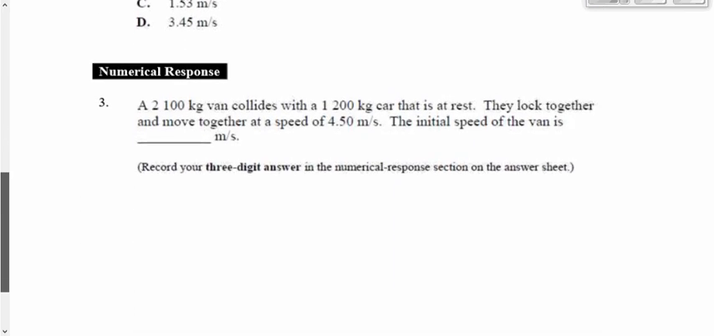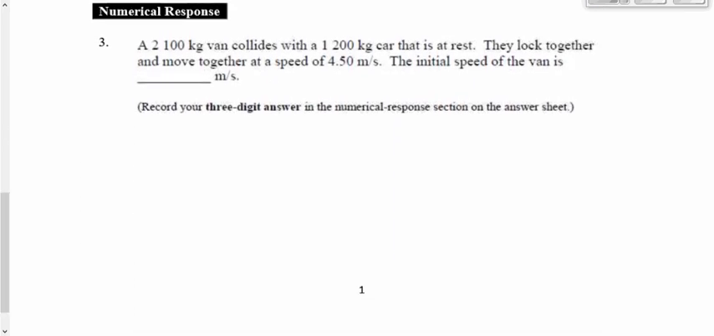Okay, let's take a look at number 3 then. A 2,100 kilogram van collides with a 1,200 kilogram car that is at rest. They lock together. They move off at a speed of 4.5. What's the initial speed of the van? M1, the van. M2, the car.